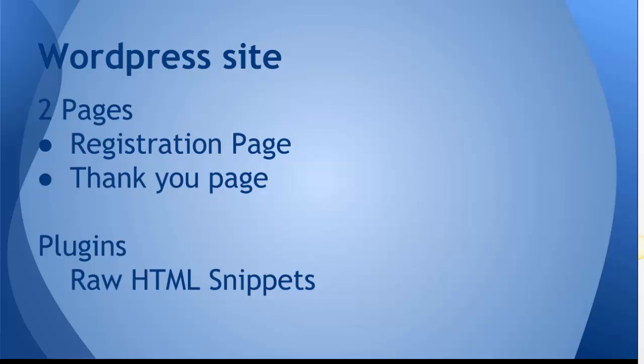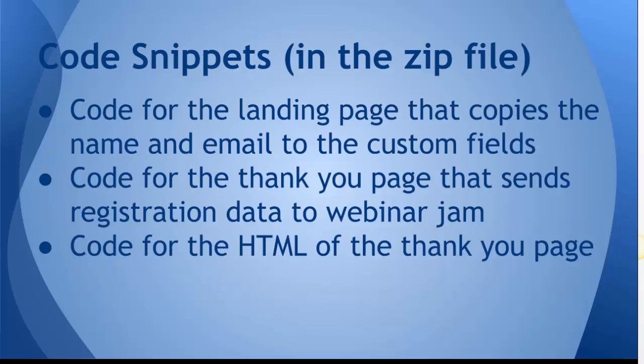In the WordPress site, I need two pages. I need a registration page. That's where I'll add the code of the form and a code snippet. And then you need a thank you page. I suggest that you also use a plugin called Raw HTML Snippets. It's better not to put the JavaScript snippets inside the page, because sometimes WordPress doesn't like it and it can erase your work. If you put it inside a snippet from Raw HTML Snippets, nothing happens to it and it's kept safe.